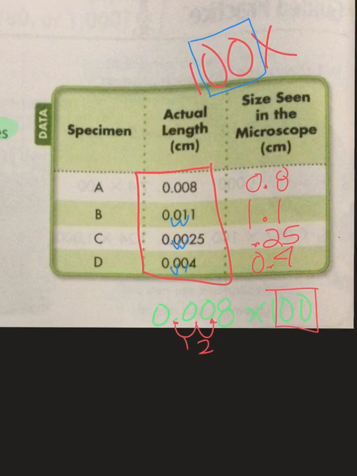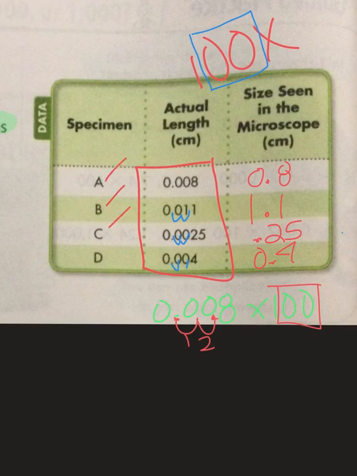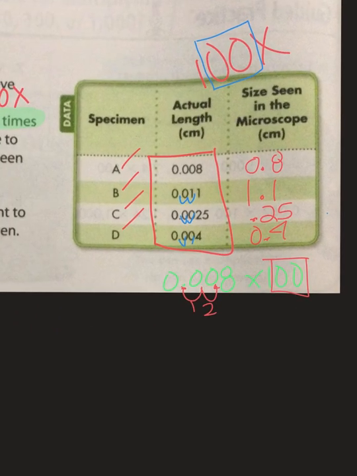Okay, so here are the specimens. I have A, B, C, and D. Which one of those is the longest? Well, I didn't do a good job of lining up my decimals, so let me draw down here so you can see it better. Here's 8/10. Here's 1 and 1/10. Ooh, maybe not. Let's try that one again. Here's 1 and 1/10. Here is 25 hundredths. And the last one is 4/10.